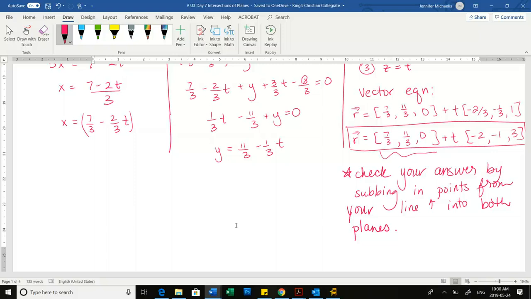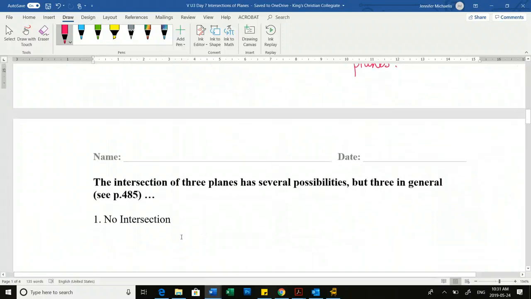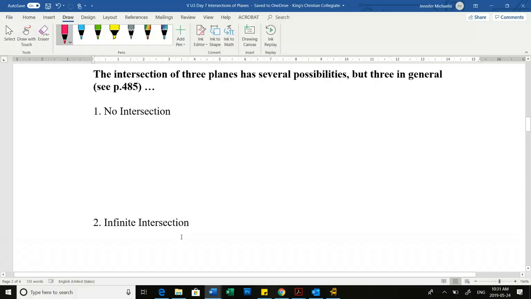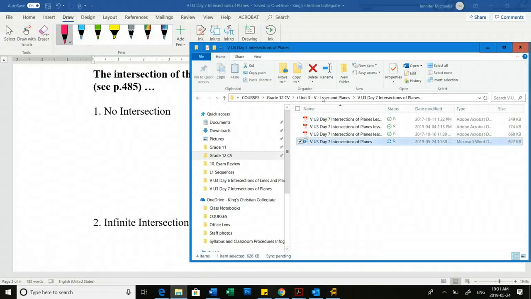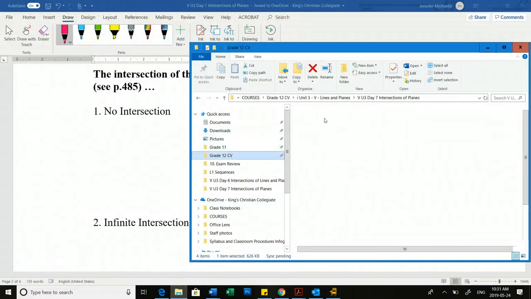Okay. Let's continue. All right, so the second that we slide in an extra plane here, the possibilities get much larger. So, intersections of 3 planes. I'm just going to pull up the textbook quickly so you guys can see visuals of what's happening.